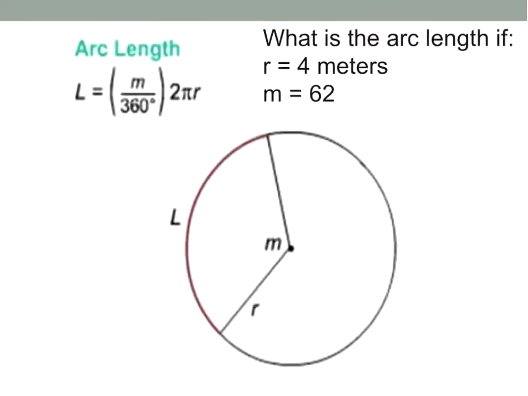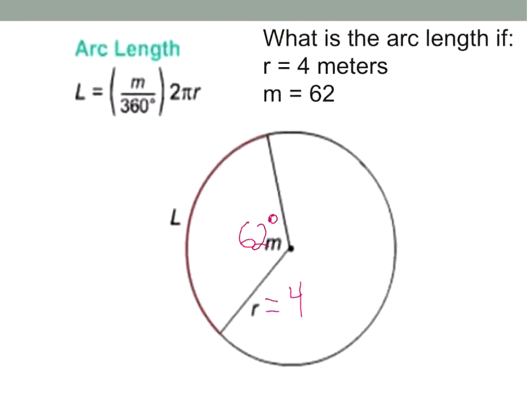So let's try one. Here we go. What is the arc length if r is 4 meters and m is 62? On our picture, can you guys all label your picture with me? It says r is 4 and my m is 62. So I'm going to make that a degree, 62 degrees.